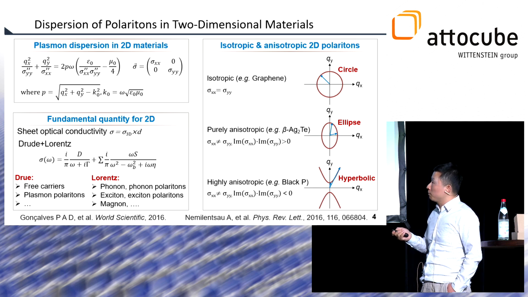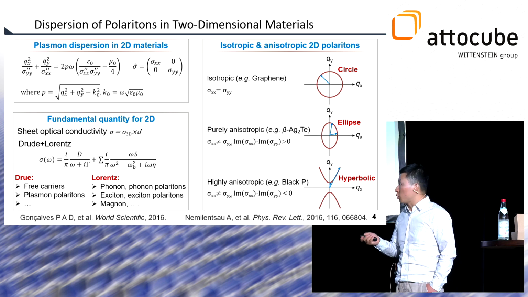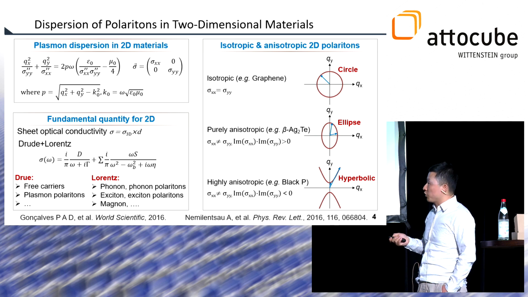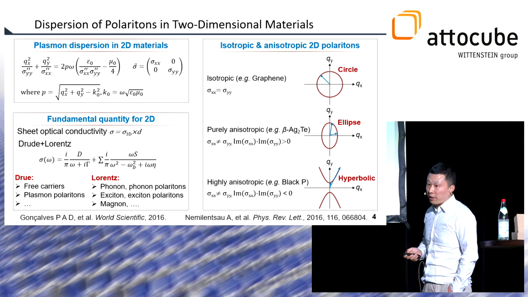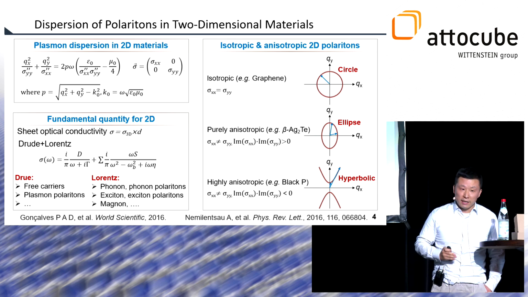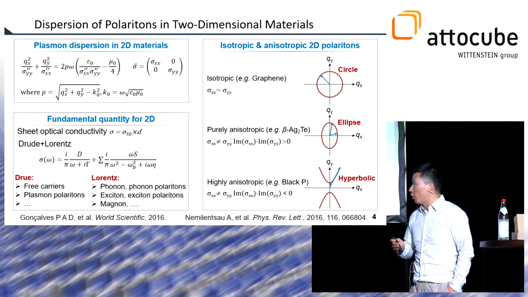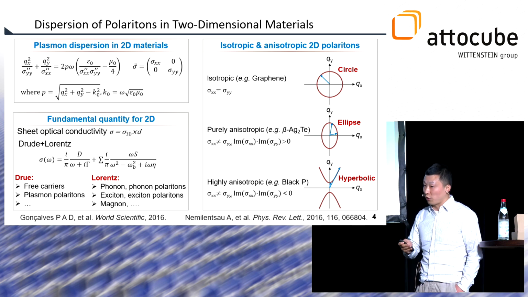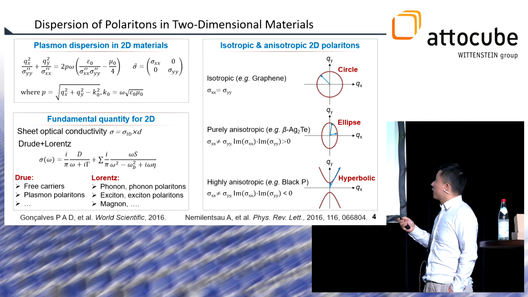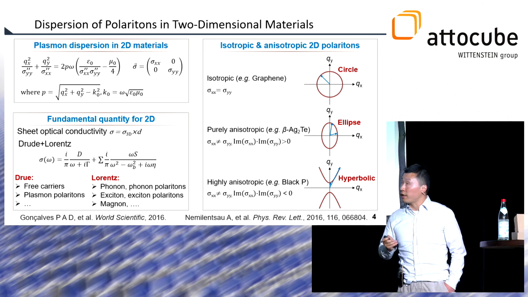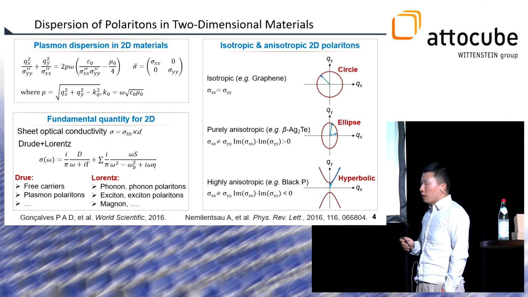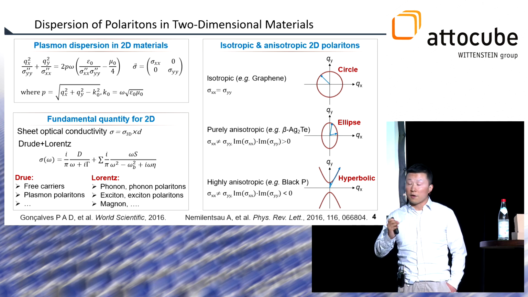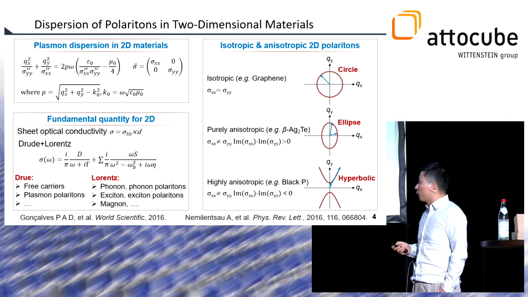And when it comes to how the conductivity changes with light frequency, there are two models we usually use, the Drude model and the Lorentz model. The Drude model handles free carriers, plasmon polaritons. The Lorentz model deals with phonon polaritons and many other particles, okay? And if you consider the magnitude and the sign of the conductivity, you get different kinds of iso-frequency contours of the polaritons, okay? You may get some closed shapes like circles and ellipses, and you can even get some open curves like hyperbolic forms.